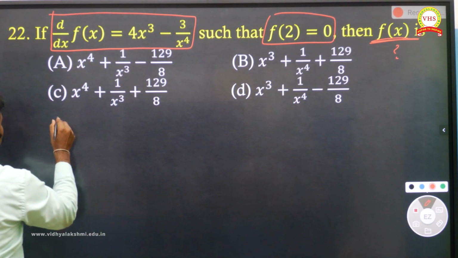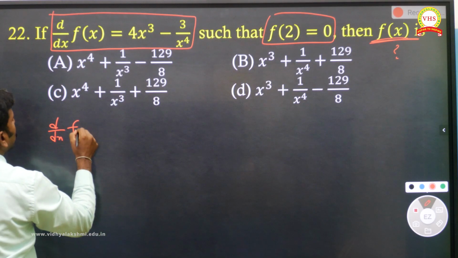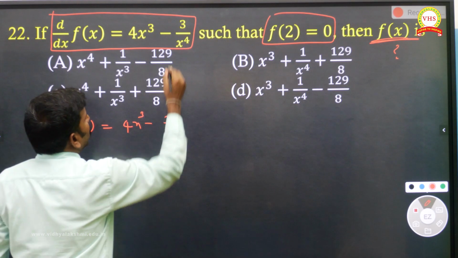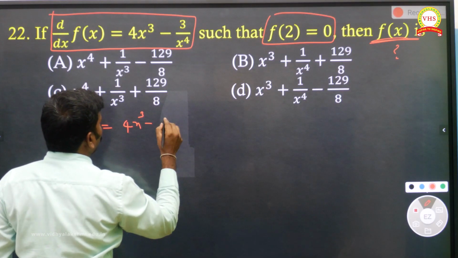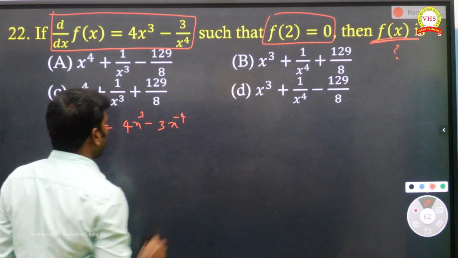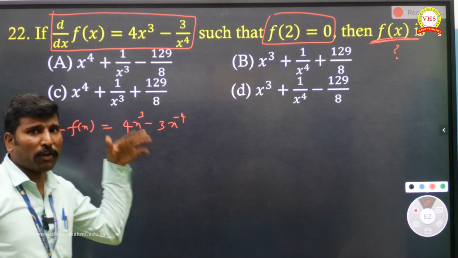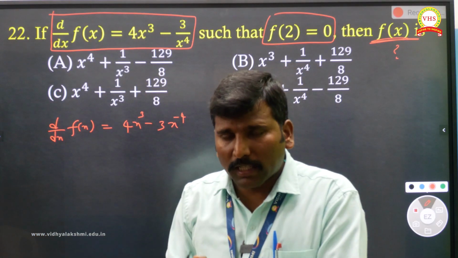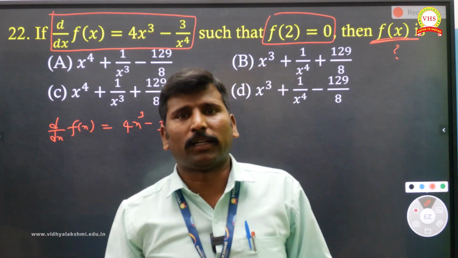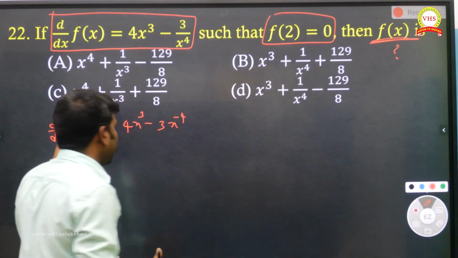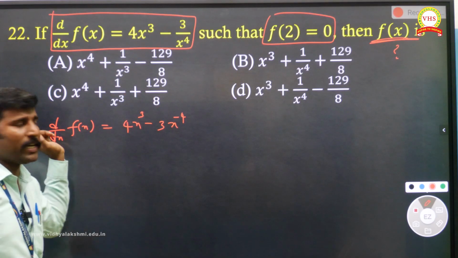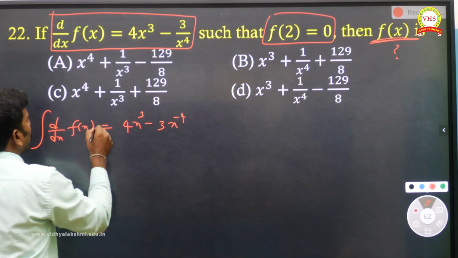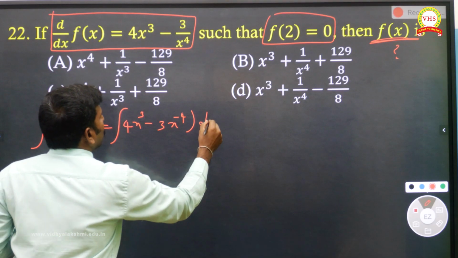The derivative of f of x is equal to 4 times x cube minus 3 divided by x power 4. When you take it to the numerator, it will be 3x power minus 4. See children, here is the derivative of f of x. At the beginning of the exercise I said very clearly, integration is the reverse process of the derivative. So when we have a derivative, if we take the integral on both sides, the derivative will cancel. So apply the integral on both sides.